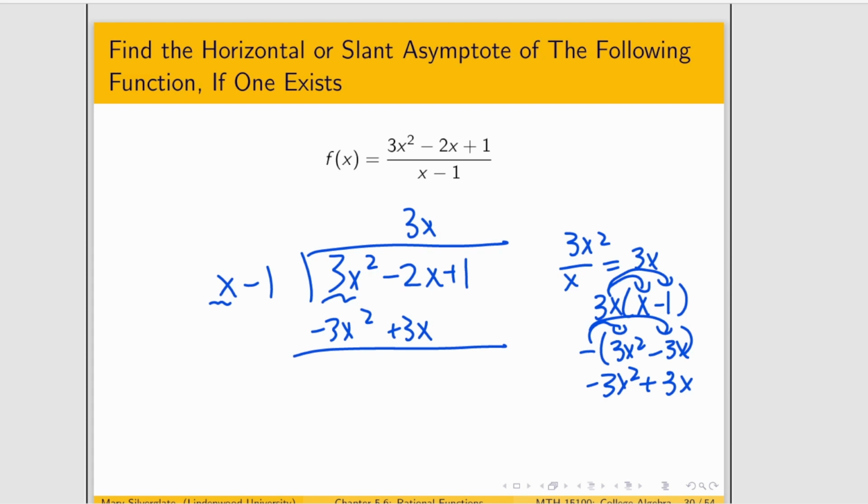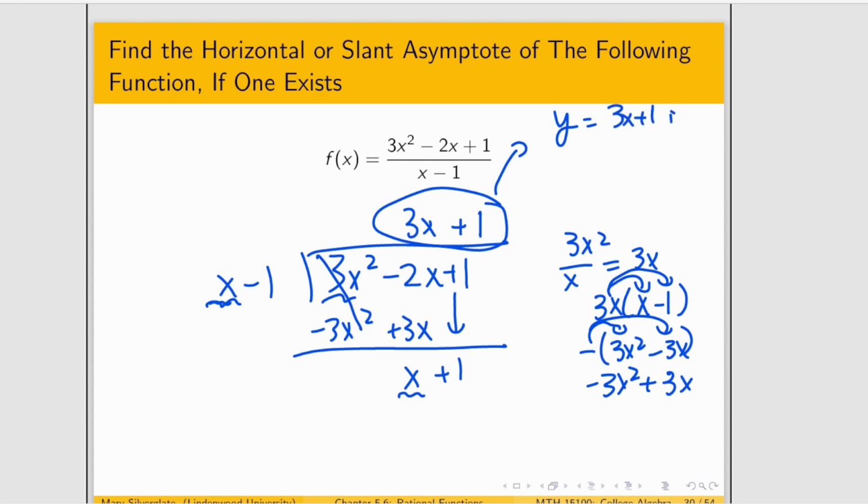3x squared minus 3x squared makes 0. Negative 2x plus 3x makes x. Drop down the plus 1, and then I want to ask myself x times what gets me x plus 1. And I can ignore the remainder, so I can stop there. This is my asymptote, so y equals 3x plus 1 is the slant asymptote, because I got a y equals mx plus b equation.